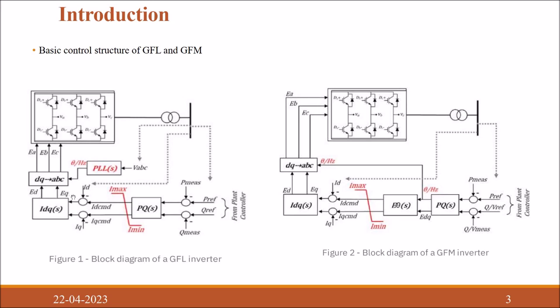These ED and EQ signals are in the DQ reference frame, which are converted into the ABC reference frame by using theta. This theta is extracted by using a PLL, and the input of this PLL is VABC, which we are taking from the grid and inverter bus.